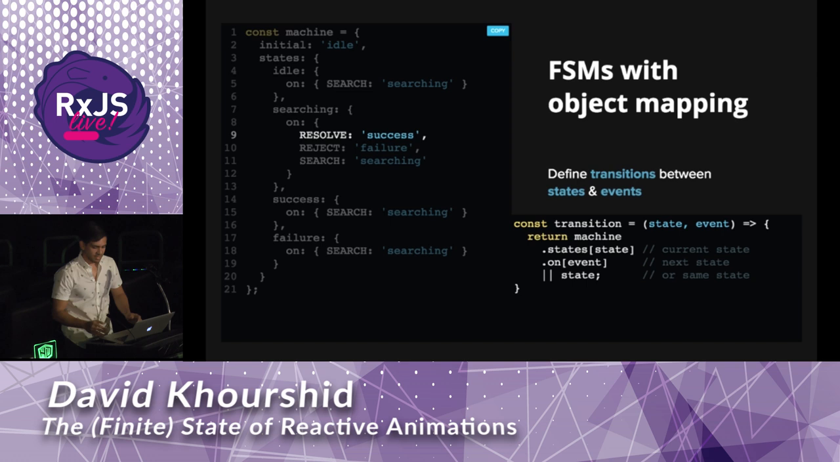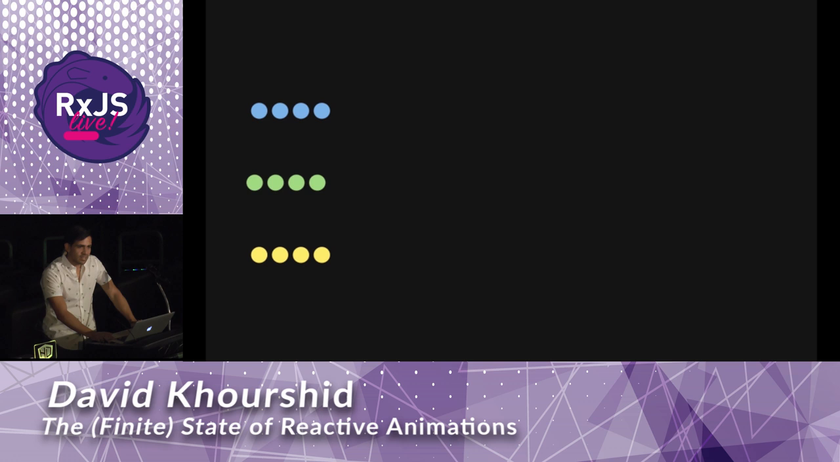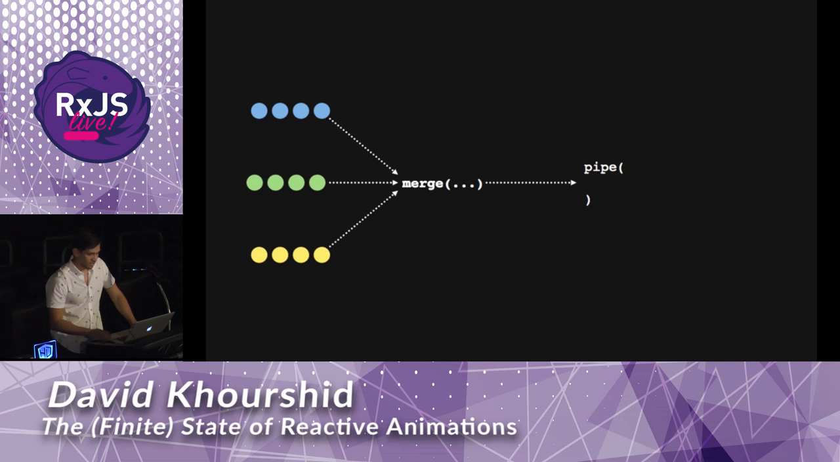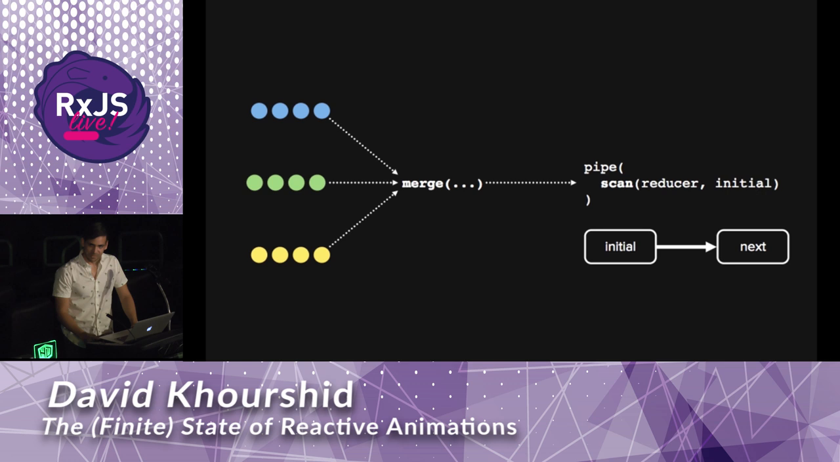Now, with RxJS, this idea of a finite state machine and this representation of your app or your animations as finite state machines really simplifies app flow. For example, if you have multiple streams of events coming in, you would first merge them, and then pipe this into a scan operator, and then you have this incremental reducer, which tells you which state comes next based on which event happened. This is one of the core concepts of NGRX, since most of you use Angular, that most of your app can be represented in this sort of way.